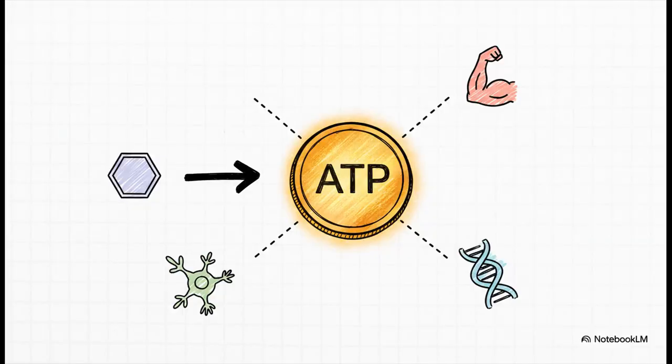Okay, so here's the bottom line. The whole point of this, the goal, is to make ATP. I really want you to think of ATP as the cash of the cell. It's the universal spendable energy that pays for everything, from flexing a muscle to building new DNA. Glycolysis is just the first step in cashing in that check that is the glucose molecule.